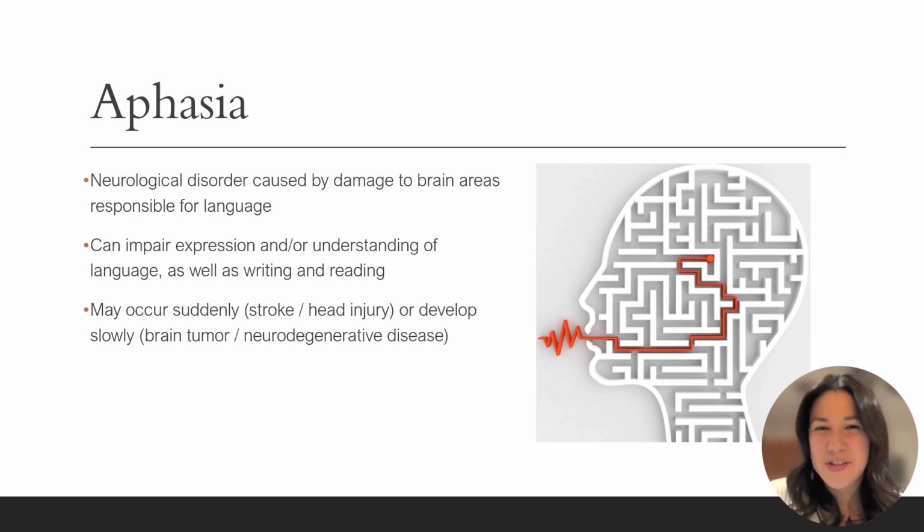Aphasia is a neurological disorder caused by damage to some of the brain areas responsible for language, and it can impair abilities like naming or comprehension, as well as fluency, writing, and reading. This disorder may result from many different conditions and can develop suddenly, like what we see after a stroke, or slowly, like what we may see during a dementia process. The language impairments observed in aphasia can be strikingly different in each and every patient.